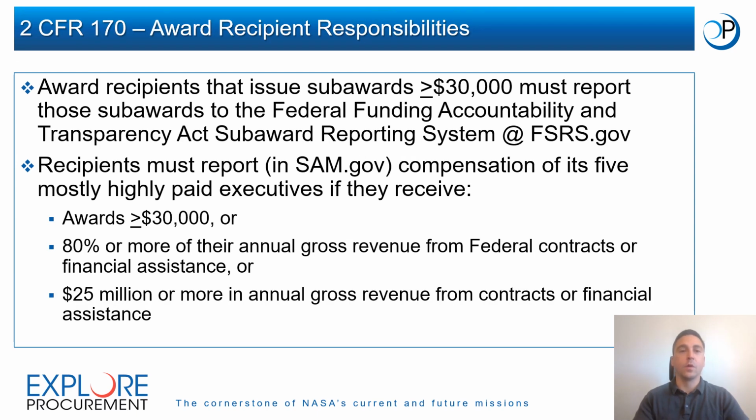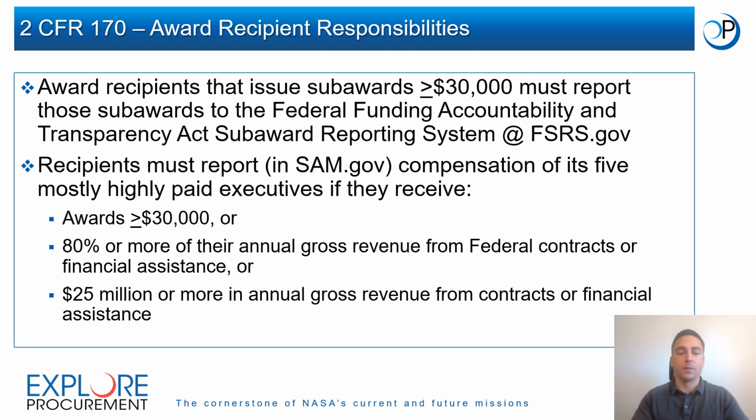Award recipients have two requirements under 2 CFR 170. First, recipients that issue subawards equal to or exceeding $30,000 must report those subawards to the Federal Funding Accountability and Transparency Act Subaward Reporting System, or FSRS, at fsrs.gov. Information reported to the site is ultimately made available on usaspending.gov.